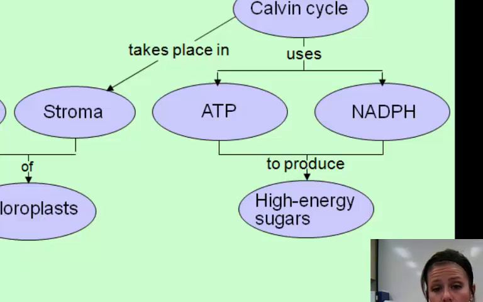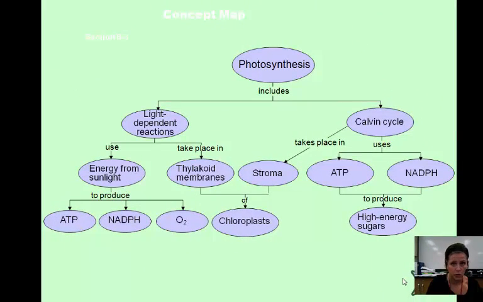Oxygen is released. And then the Calvin cycle produces our high-energy sugars. Now, both the thylakoid membrane and the stroma are found in the chloroplast. So again, I would copy this map down because it breaks things up really easily for you.